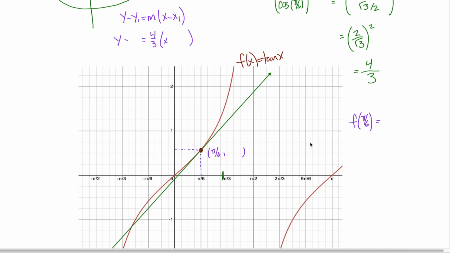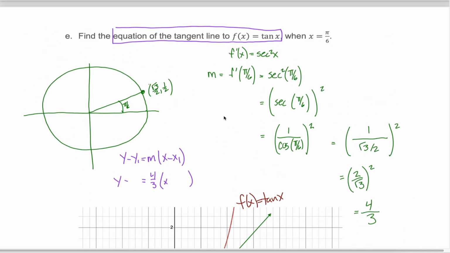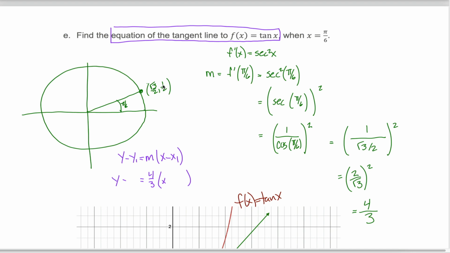Well, f of x is tangent of x, so f of pi over 6 is the tangent of pi over 6, which begs the question, do you, the student, remember the tangent of pi over 6? You're like, nope, sure don't. Okay, that's fine. You got a couple of options. One option is tangent is always the y-coordinate divided by the x-coordinate. So we could take 1/2 and divide it by the square root of 3 over 2.